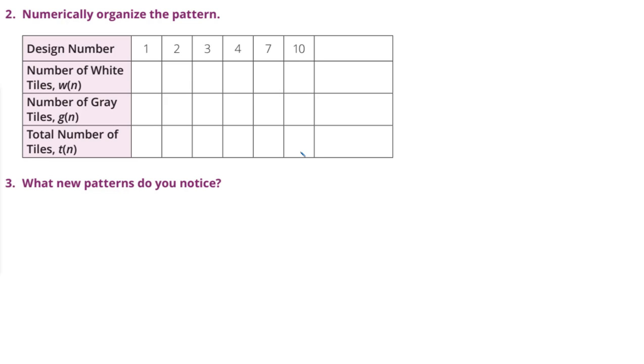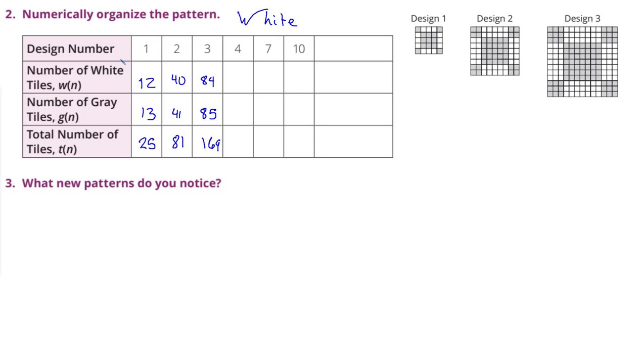And so we're going to focus in on the white, the gray, and the total number of tiles. You really could have done this chart in any way. I want you to go ahead and count and fill in this portion of your chart. So for your white tiles, you have 12, 40, 84. For your gray tiles, 13, 41, 85. And your total number of tiles, 25, 81, 169.